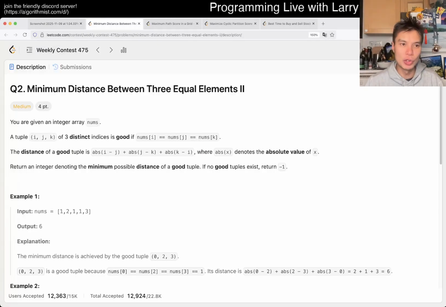This is me going over Q2 of the weekly contest 475, minimum distance between three equal elements 2.